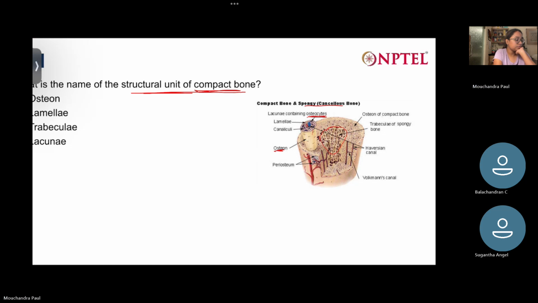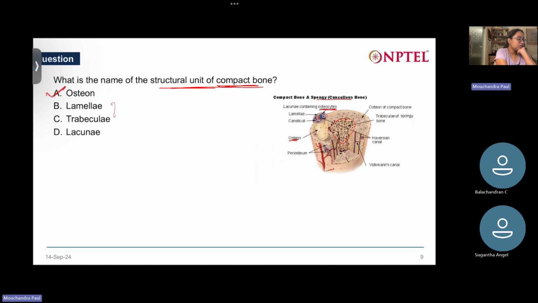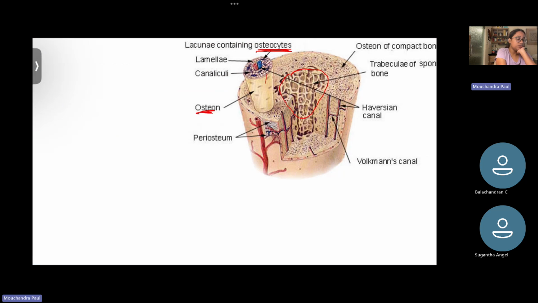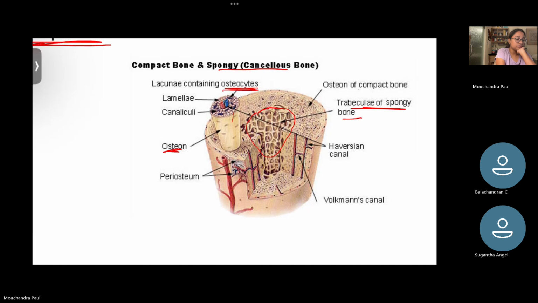Lamellae and lacunae are actually part of osteon. Trabecular is actually part of spongy bone.